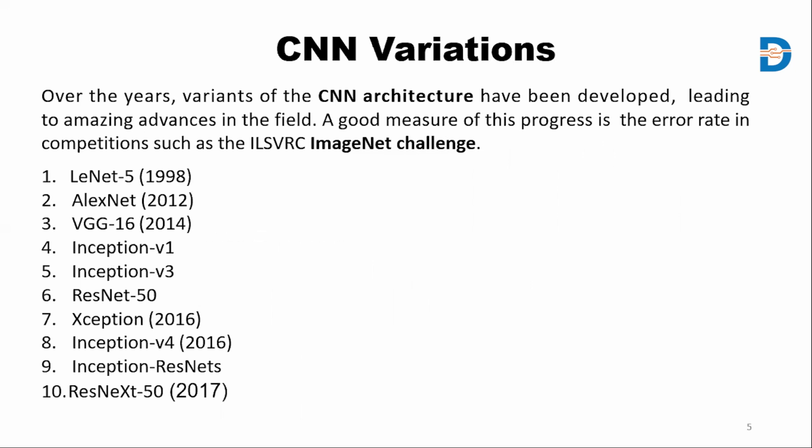To do transfer learning in computer vision, we basically use the convolutional neural network. But over the years there have been many variants of CNN architectures, which led to amazing advances in the field. A good measure of this progress is the error rate in a competition such as the ILSVRC ImageNet Challenge. ImageNet is a database of images. Some companies participate in the competition called ILSVRC, and they take the data from the ImageNet website and train their own models.